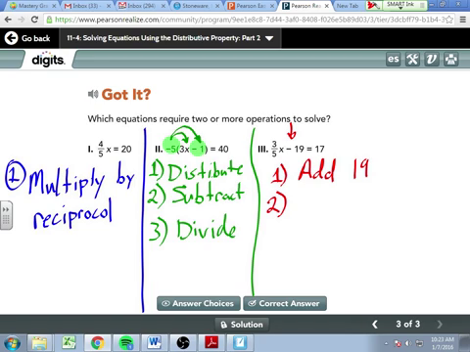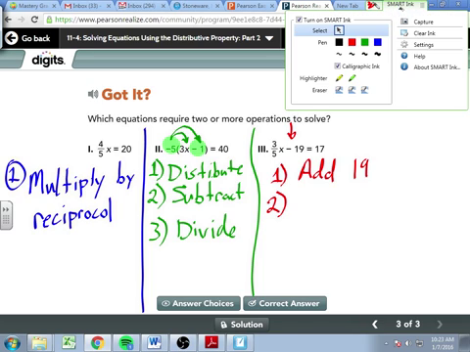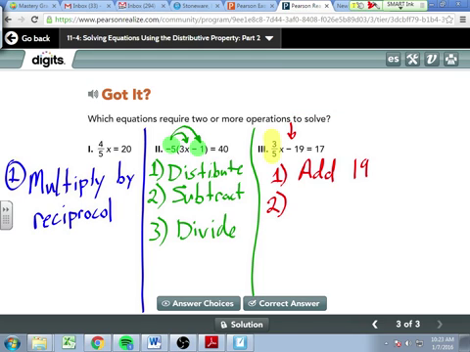Divide? Ooh. Remember, the fraction is what goofs us up. The fraction is what messes us up. Multiply by the reciprocal. And you can abbreviate that if you want. Mult by recip. Will help us remember that.